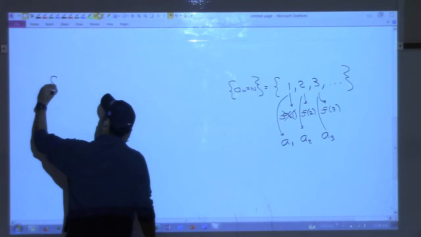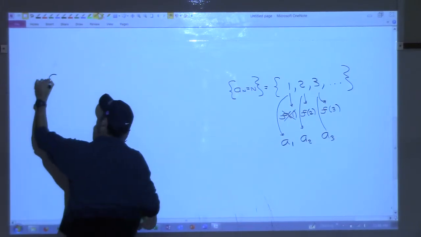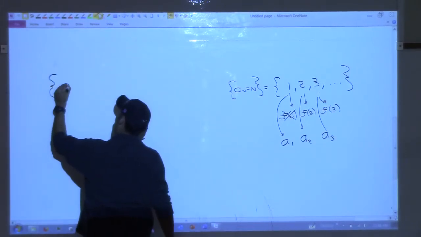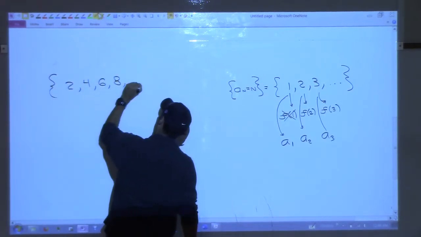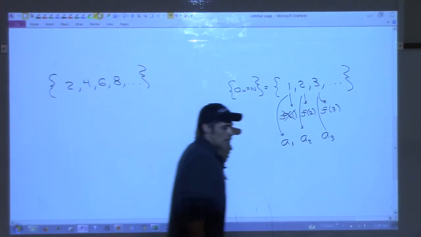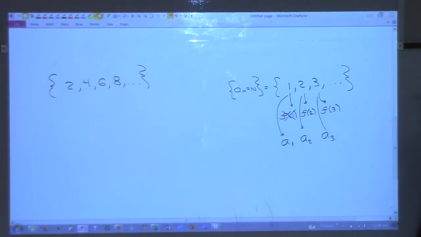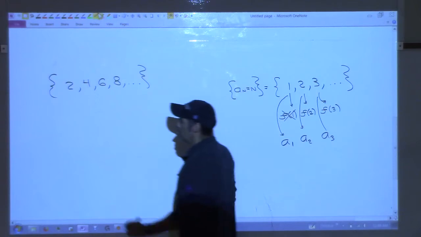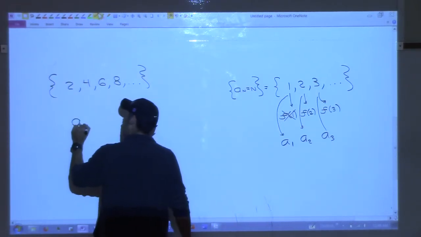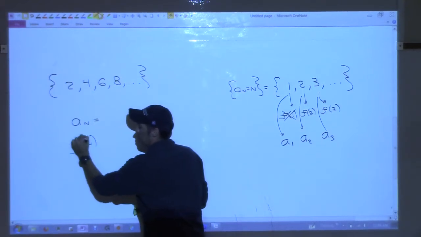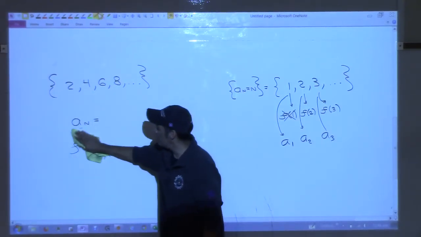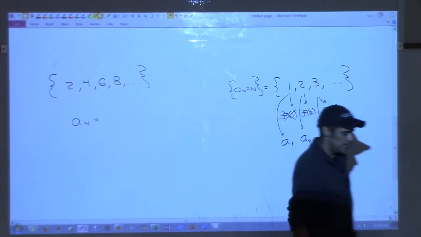Okay, how about this one? 2, 4, 6, 8, dot, dot, dot. All right, that sequence is a list of numbers. Those are the outputs. What I'm asking you to consider right now is what is the function. So this is kind of like the f of n, right? That's really what I'm saying. What is the function that spits that out?